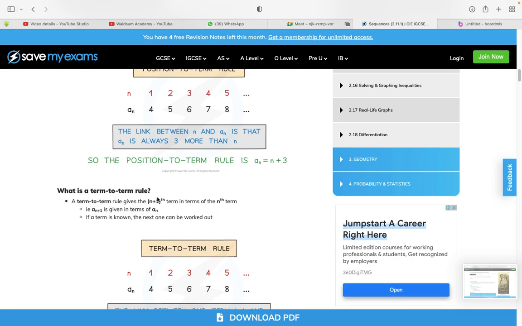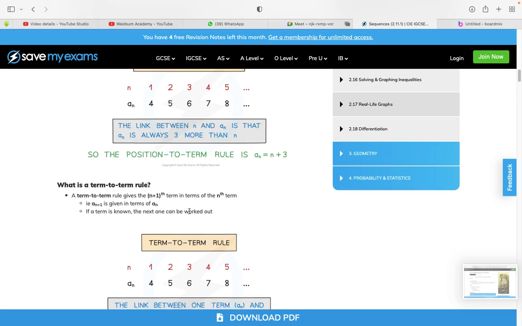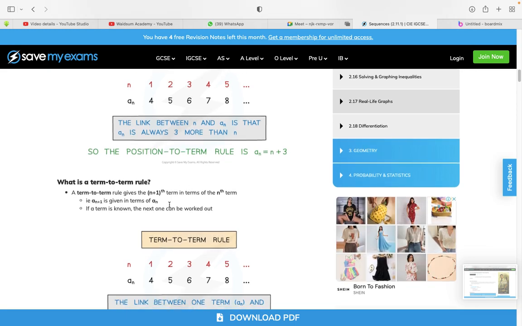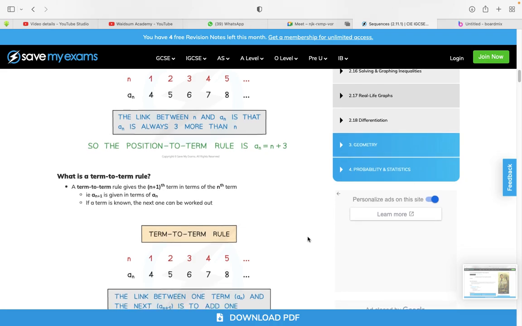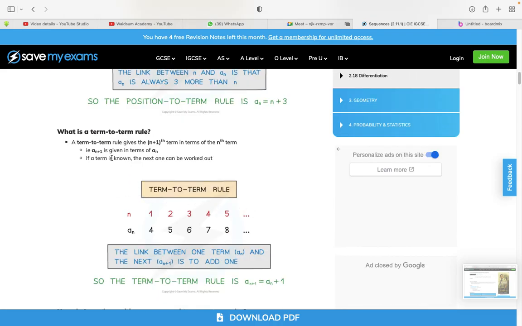Now, what is the term to term rule? We've talked about the position to term rule. Now, let's talk about the term to term rule. The term to term rule gives the n plus 1 term in terms of the n term, right? So you say an plus 1 is given in terms of an. The term to term rule, if the term is known, then the next one can be worked out.